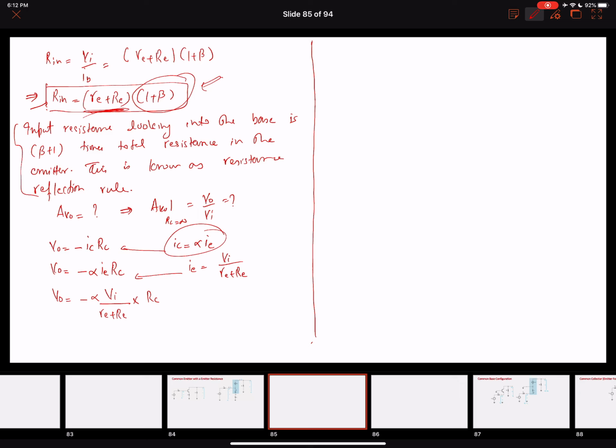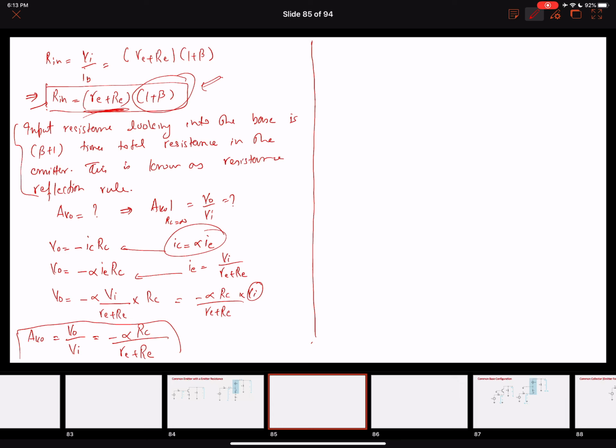So our open circuit voltage gain is going to be minus alpha times RC over small re plus capital RE into VI. So our open circuit voltage gain, which equals V0 over VI, I have to move this VI to the other side, will be equal to minus alpha times RC over small re plus capital RE. So this is our open circuit voltage gain that we can calculate.